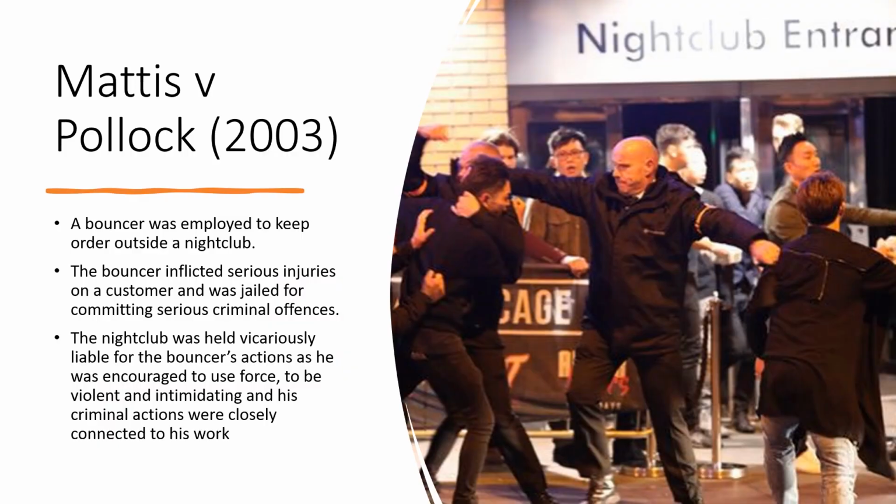Now, Mattis v Pollock was a case where the defendant, a bouncer, was employed to keep order outside a nightclub. The bouncer inflicted serious injuries on a customer and was jailed for committing serious criminal offences. The nightclub here was held vicariously liable for the bouncer's actions, as he was encouraged to use force, to be violent and to be intimidating, and his criminal actions were closely connected to his work.